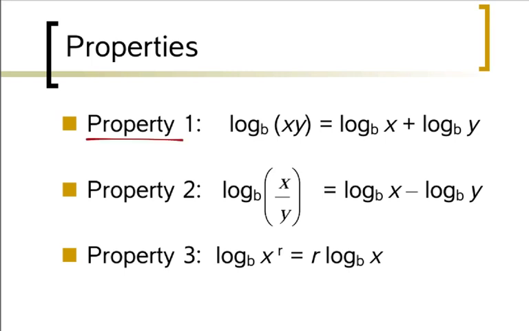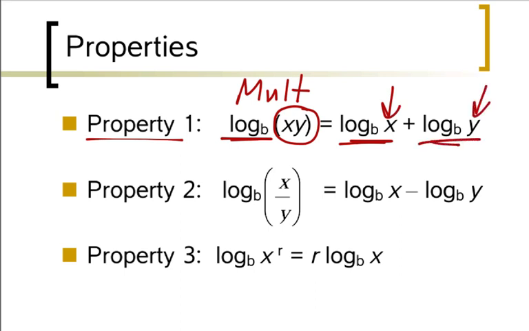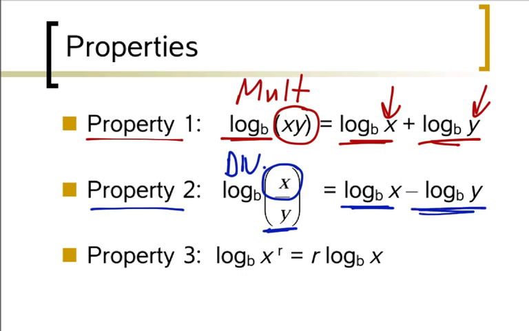The first property has to do with multiplication, and we have a log of two things being multiplied next to each other. You can rewrite it as the log of the first thing, the x, plus the log of the second thing, the y. And then we've got property number 2, which is the division property. And then what you're doing is you take the top thing, write it out as a positive log, and whatever's on the bottom you write out as a negative log.